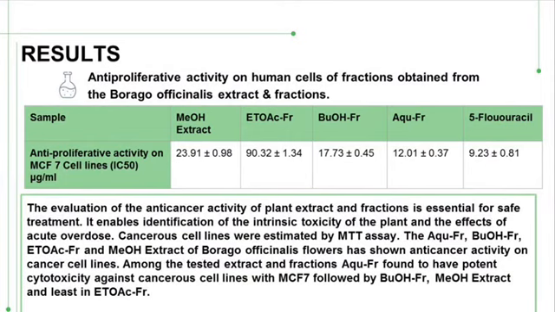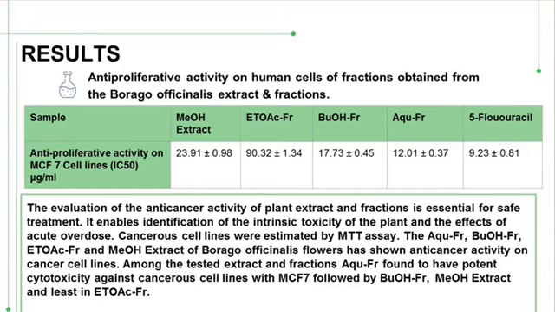We conducted an MTT assay on cancer cell lines MCF7 to find the half maximal inhibitory concentration of our fractions and extracts. This test is conducted to find the antiproliferative activity on human cell lines. This test is essential for safe treatment. It allows us to identify the intrinsic toxicity of the plant and the effects of acute overdose. We used 5-fluorouracil as our standard, which gave a value of 9.23.